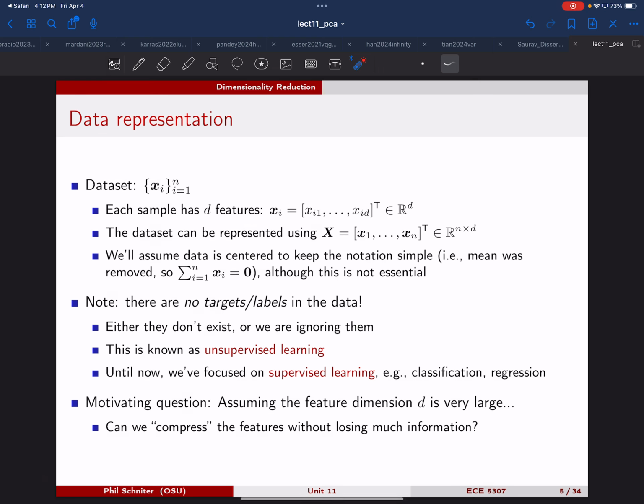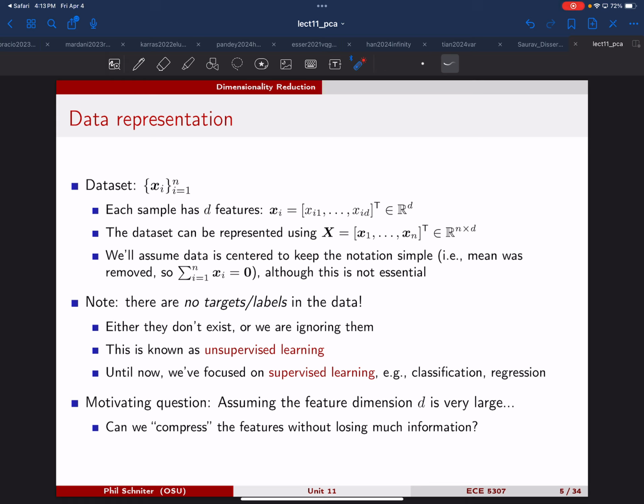Okay, so in this unit, our data set is going to be very simple. It's just going to be these n feature vectors xi. So in other words, there's no targets or labels in the data anymore. It's just these feature vectors. And each of these feature vectors is the same as we're used to. It's just d real numbers. And so if we want to stack those vectors as columns of a matrix and then transpose that matrix, we get the same X matrix that we saw back in Unit 2.